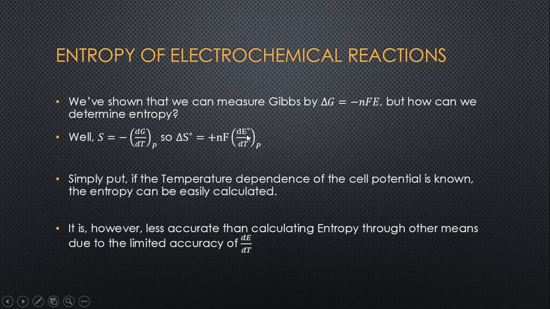How does the cell potential change with temperature at a constant pressure? Simply put, if there's a temperature dependence and the cell potential is known, entropy can be easily calculated. It is, however, less accurate than calculating entropy through other means due to the limited accuracy of this partial differential.